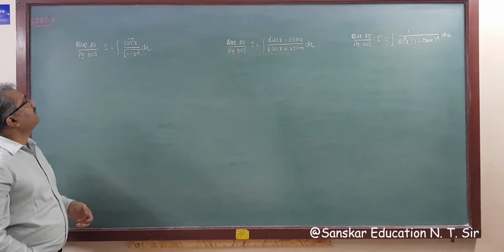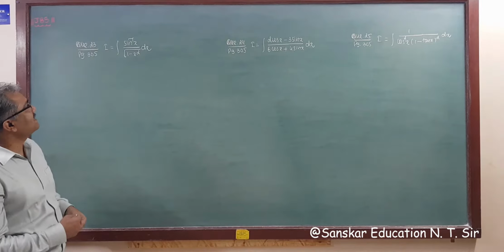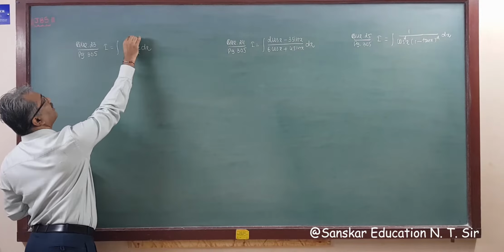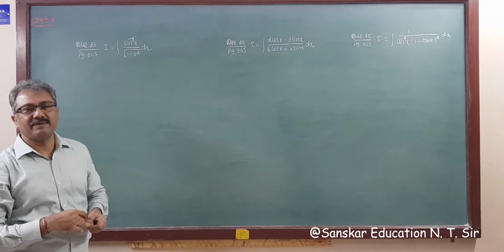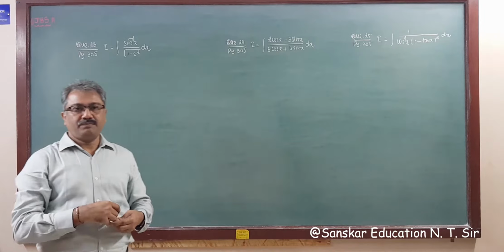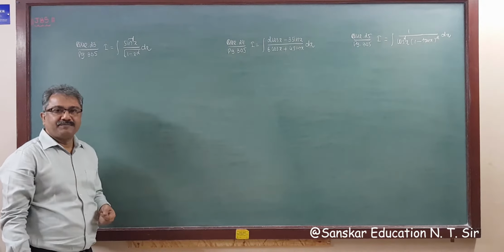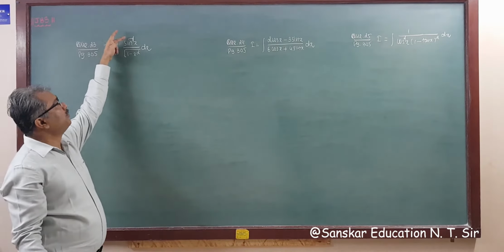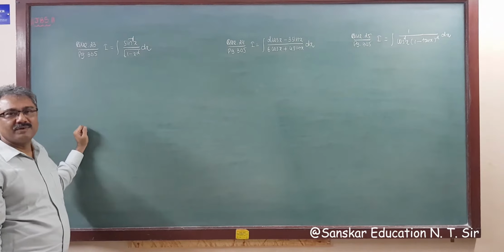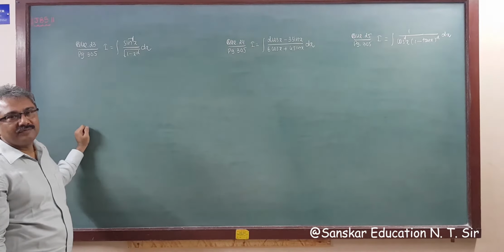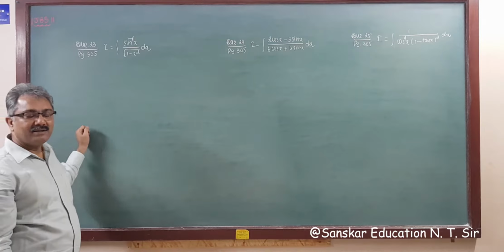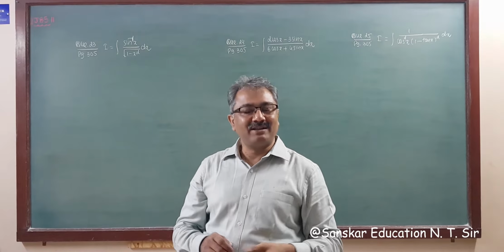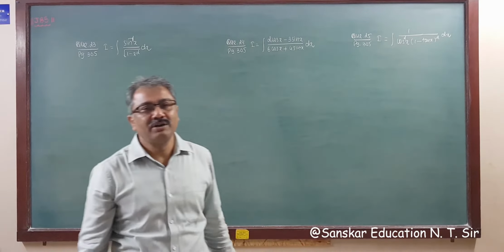Question number 23, page 305. I is equal to the integration of sin inverse x upon the square root of 1 minus x square. What to do? The square root of 1 minus x square is in the denominator, and sin inverse x is in the numerator. No formula applies directly. So, as we discussed earlier, if there is a sin inverse, any inverse function, you have to assume that function.